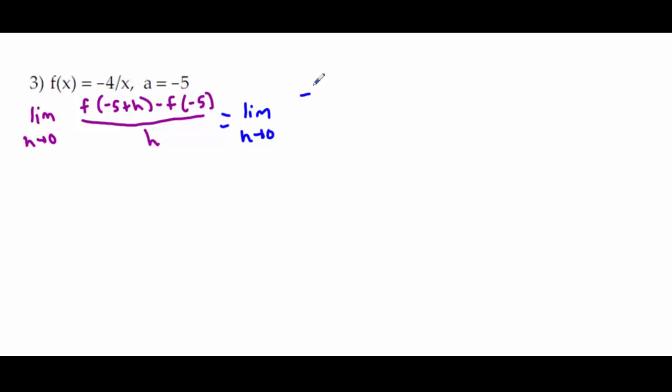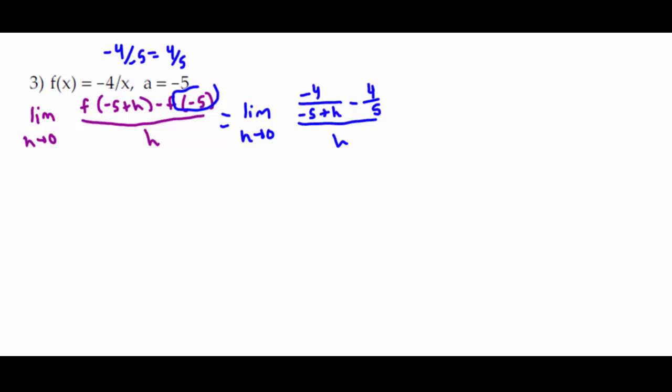So that means that on the bottom of my fraction, where x is, I need to put -5 plus h minus what I get if I plug in a -5. So if I put -5 on bottom, that gives me +4/5. And so I'm plugging a +4/5 in here, so it's -4/5. You do need to be careful about those signs.